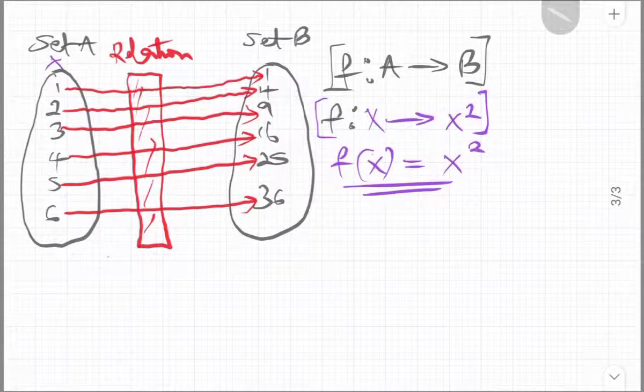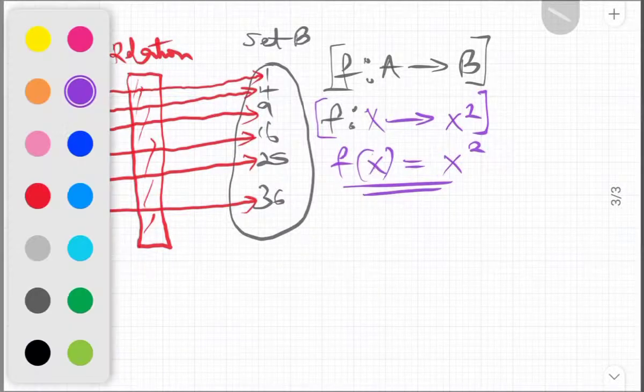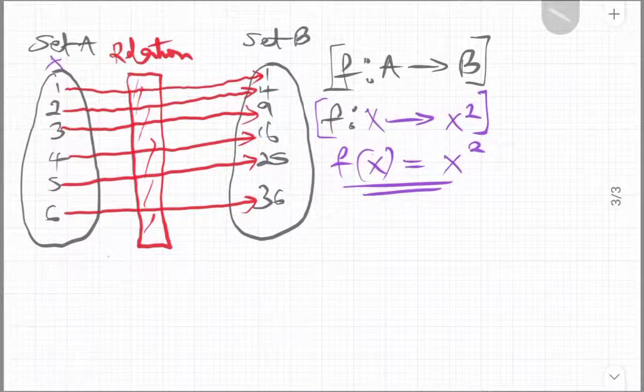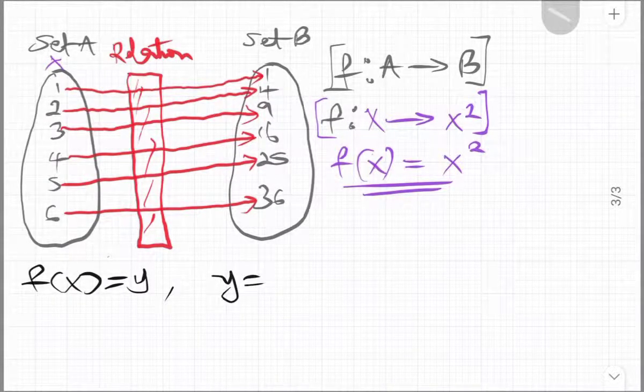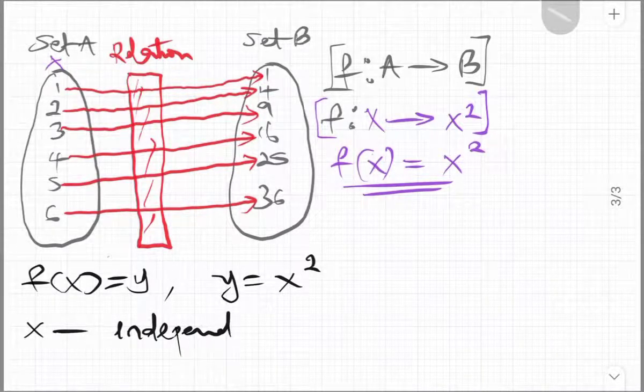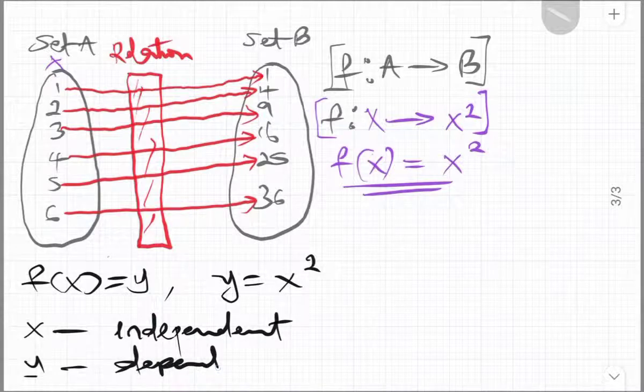Now we could let f of x be y. That means now we have y equal to x squared. Since x is the input, x is called the independent variable, while y, which is the output, is called the dependent variable.